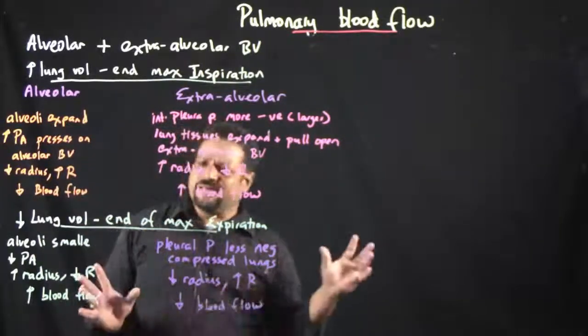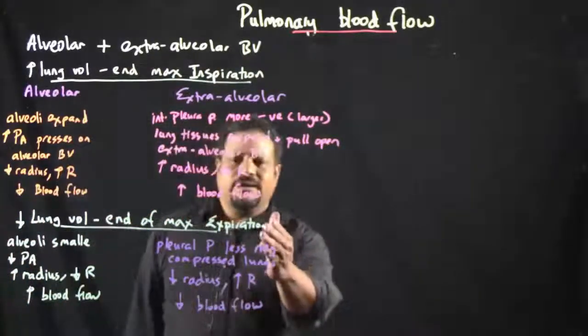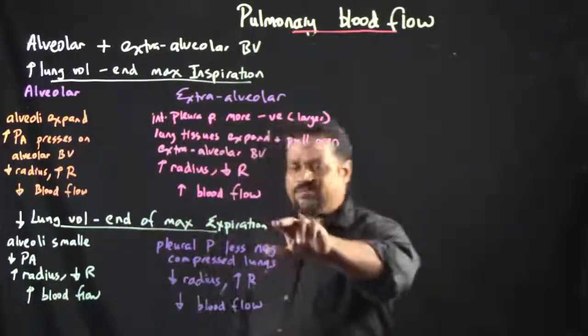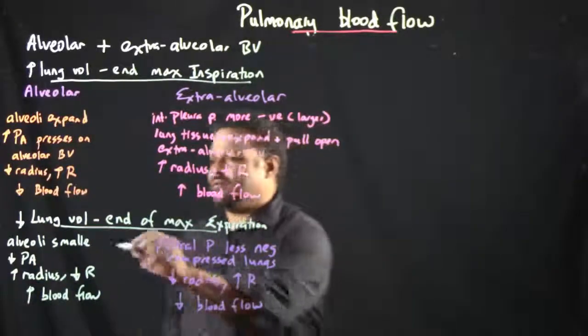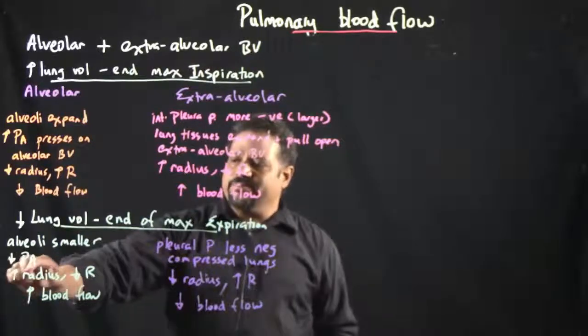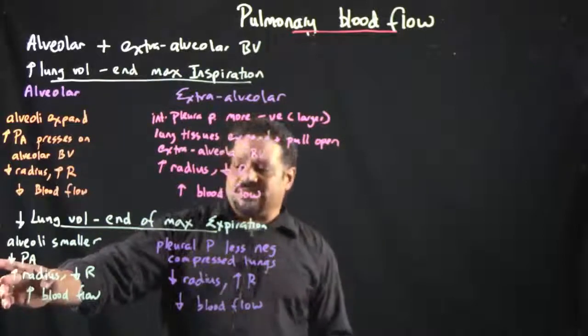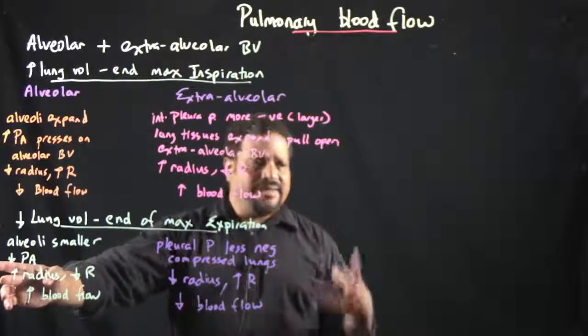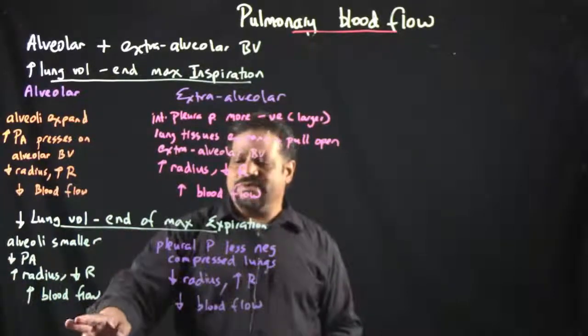Now let's look at the other extreme, where we have decreased lung volume at the end of maximum expiration. The alveoli are smaller, and the alveolar pressure, the P big A, will be decreased. The radius of the alveolar blood vessels will increase. The alveoli are not pressing on those blood vessels. The resistance decreases, and we have an increase in blood flow.